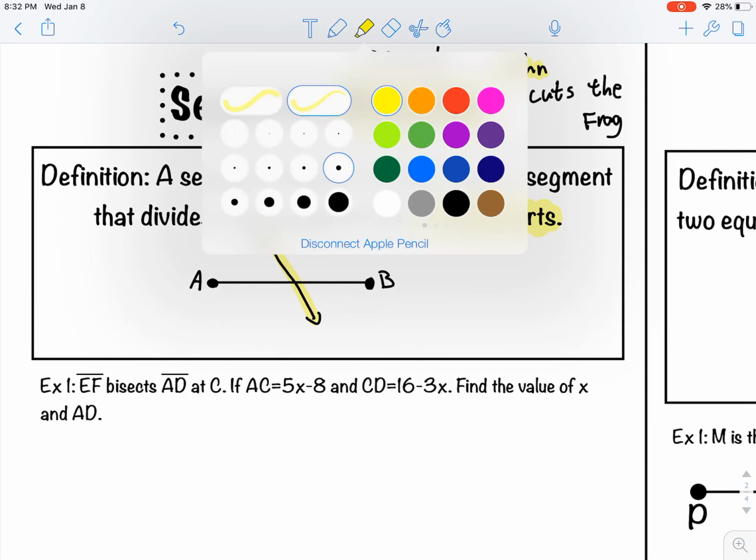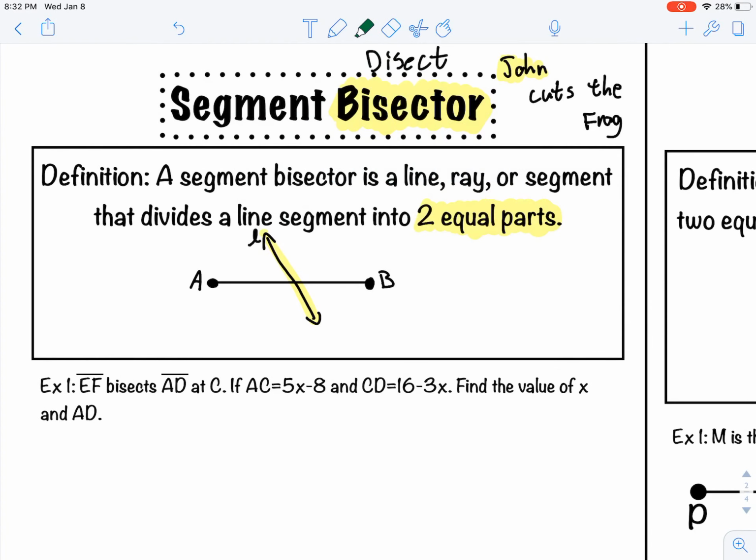And he is cutting the frog. So in this case, what is getting cut is our segment AB. Our AB is the frog in this case.